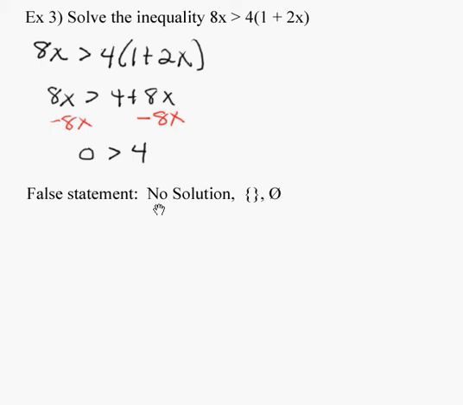You could write that one of 3 ways. You could write the words no solution. You can write the 2 set symbols with nothing in between them, signifying the empty set. Or you can use that little 0 with a slash through it, meaning the null set. All 3 of them mean the same thing, no solution.